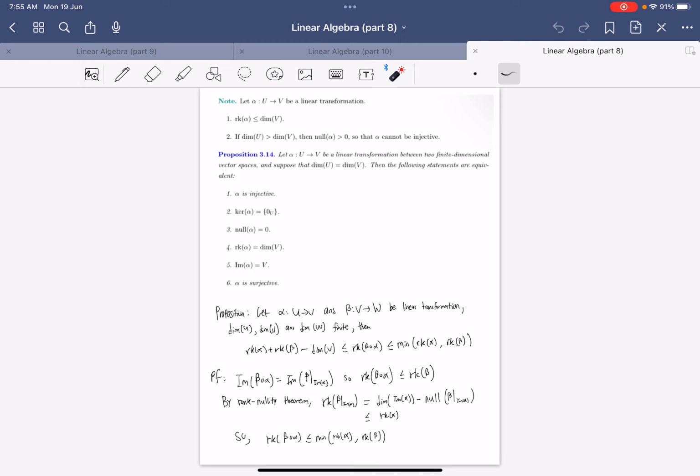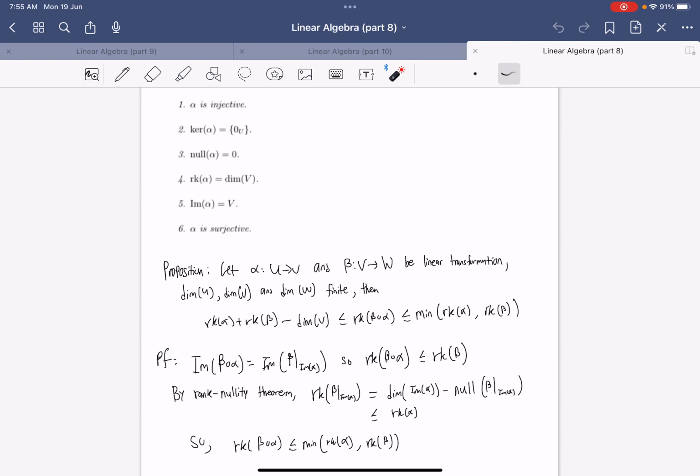I'll now move on. We now let alpha and beta be linear transformations, and the dimensions all be finite. Then the rank of the composition is in between the rank of alpha plus the rank of beta minus the dimension of V, which is the common one, and less than or equal to the minimum of the rank of alpha or the rank of beta.